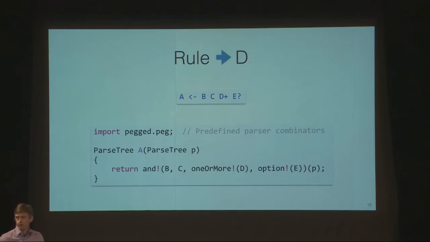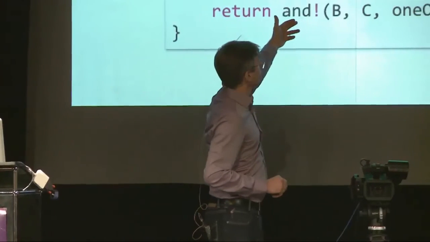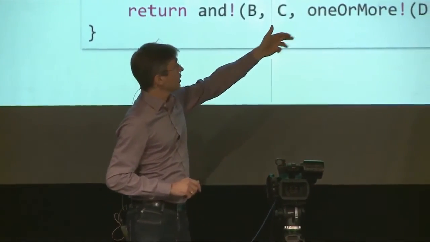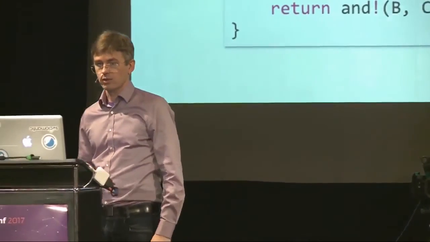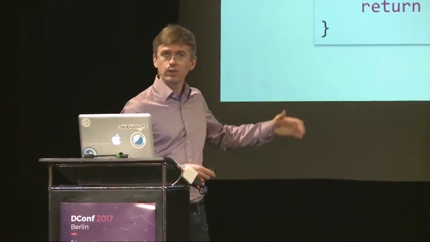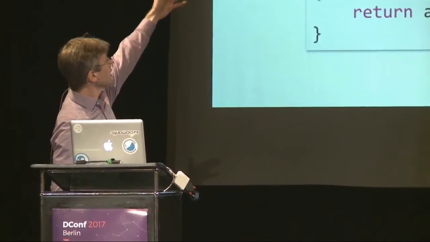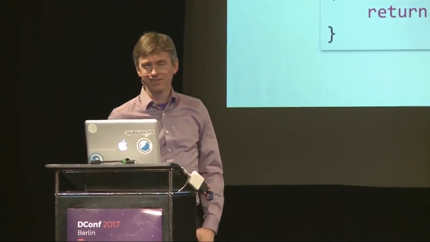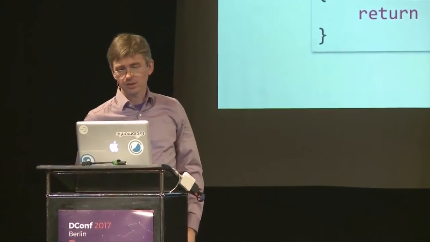At its core, Pegged has predefined parser combinators to construct parsers for the rules in the grammar definition, just as in Pry, which were introduced by Dmitry Olshansky. So you can see how this is equivalent. We have AND, which covers the sequence B, C, one or more of Ds, and optionally an E. It's very straightforward. So how do we get from a rule like you see up there, to code down there? Well, you do that with a parser. The parser generating parser can itself be generated by Pegged.